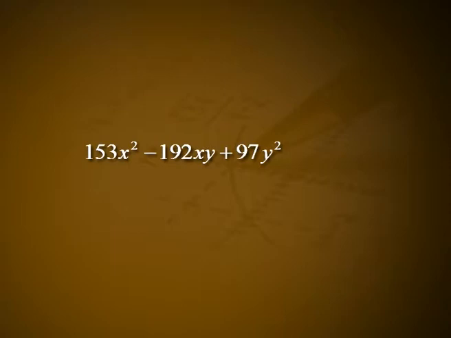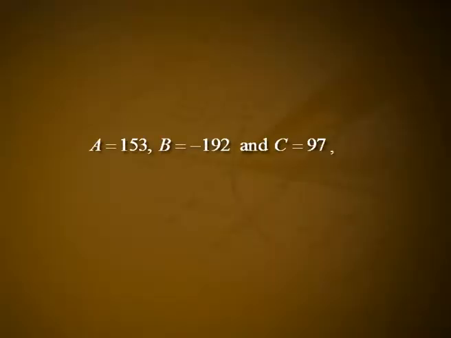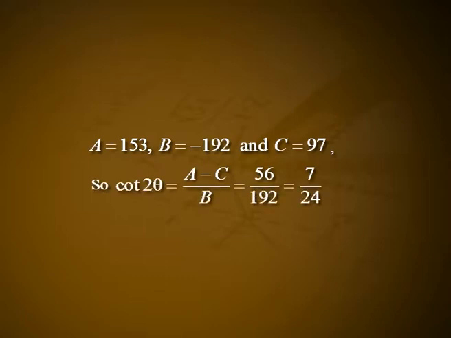Identify and sketch the curve 153x² − 192xy + 97y² − 30x − 40y − 200 = 0. Solution. We have A = 153, B = −192 and C = 97. So, cot 2θ = (A − C)/B = 56/192, which is equal to 7/24.